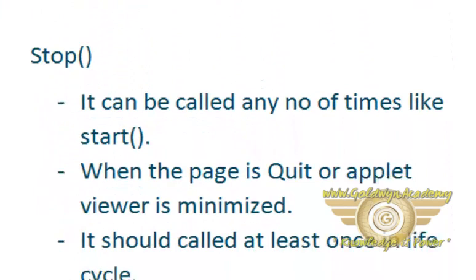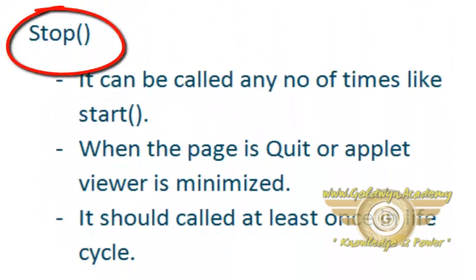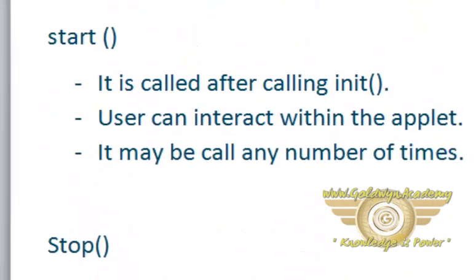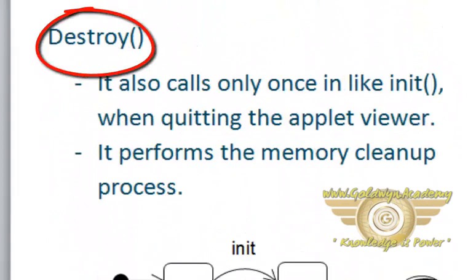Next, the stop method. It can be called any number of times, same as the start method. When the page is quit or the applet viewer is minimized, at that time the stop method is called. It should be called at least once in the lifecycle. Next, the destroy method. It is also called only once, like the init method, when quitting the applet viewer. It performs the memory cleanup process.